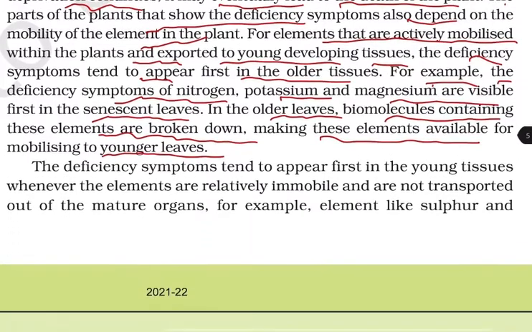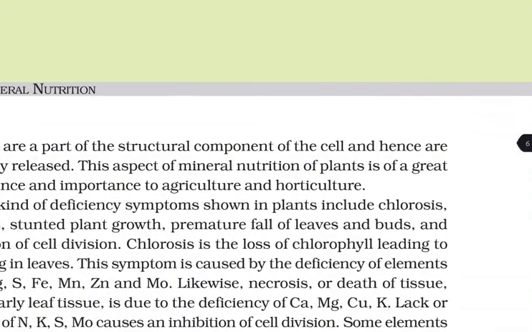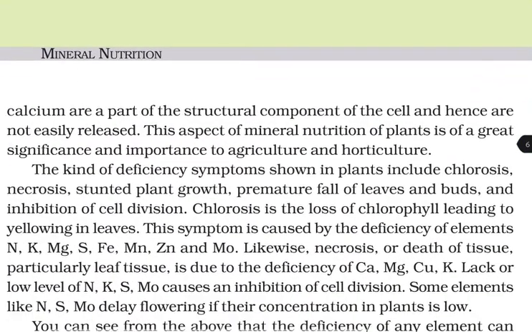The deficiency symptoms tend to appear first in the young leaf tissues whenever the elements are relatively immobile and are not transported out of the mature organs. For example, elements like sulfur and calcium are a part of the structural component of the cell and hence are not easily released. This aspect of the mineral nutrition of plants is of great significance and importance to agriculture and horticulture.